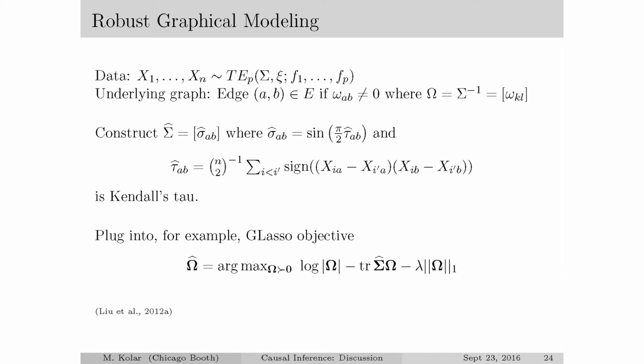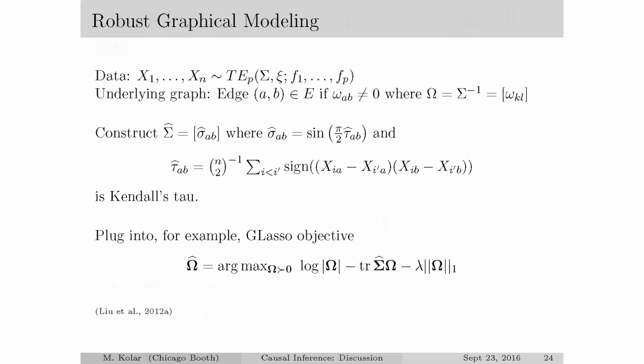So simply plugging in a robust estimator of the covariance matrix, which can be done by a nonlinear transformation of Kendall's tau, can lead to a consistent estimator of omega. However, this, while consistent in L2 norm and L infinity norm, is not going to be asymptotically normal.